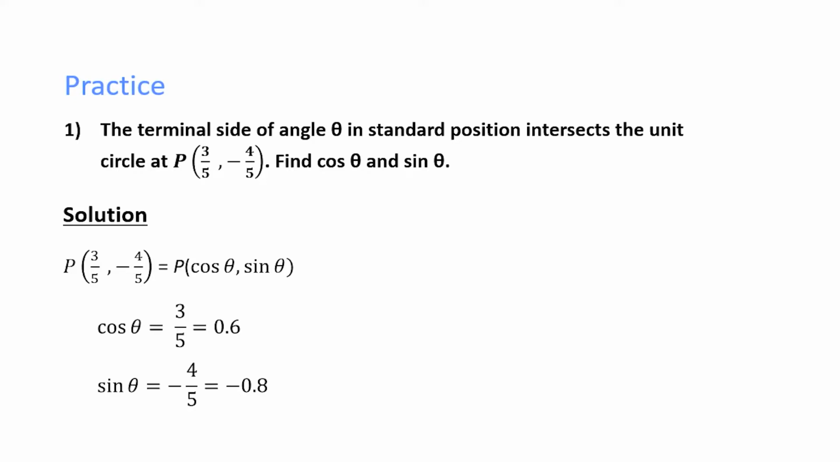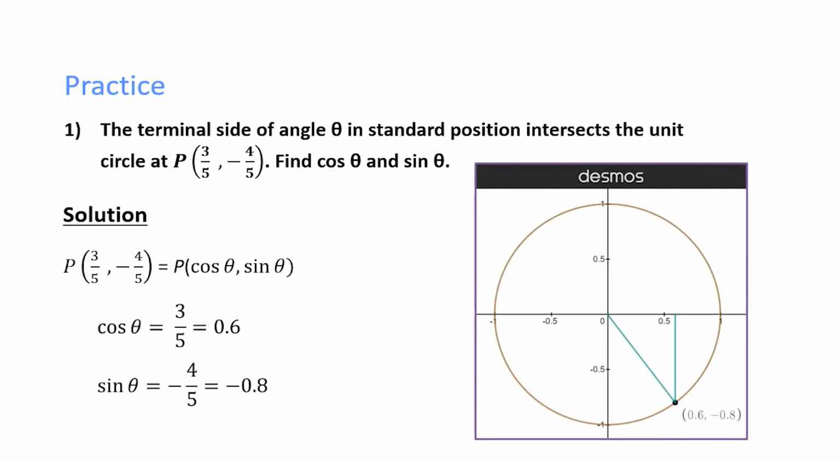What is this going to look like as a graph? Well, in this case, I've used the Desmos application to graph a unit circle. You can see here that it has a radius of 1, and this is the point down here, 0.6 and minus 0.8. So in this case, what we're looking for is the actual x and y coordinates of 0.6 and minus 0.8.